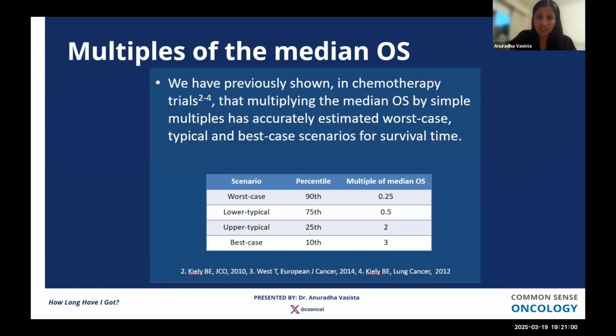We've previously shown in chemotherapy trials that multiplying the median by a quarter accurately estimated the worst case scenario, and multiplying it by 3 estimated the best case scenario. And the typical scenario was between a half and double the median overall survival.